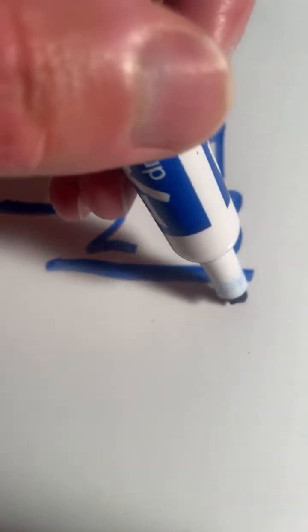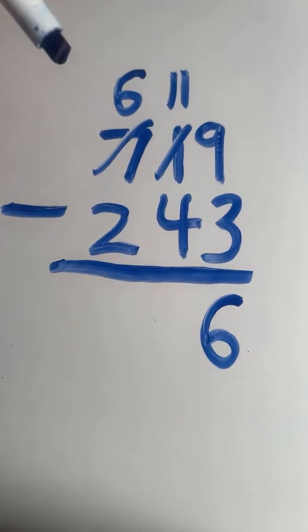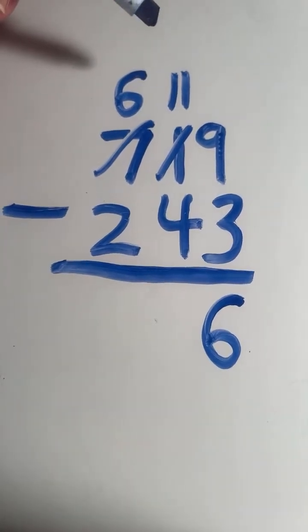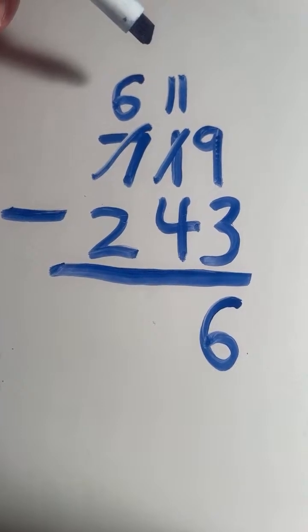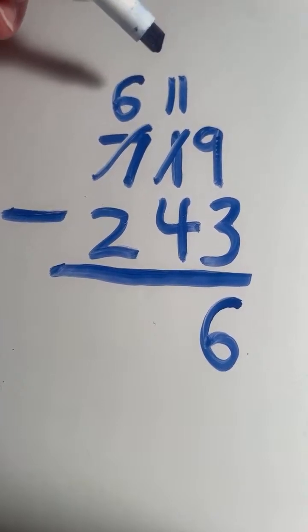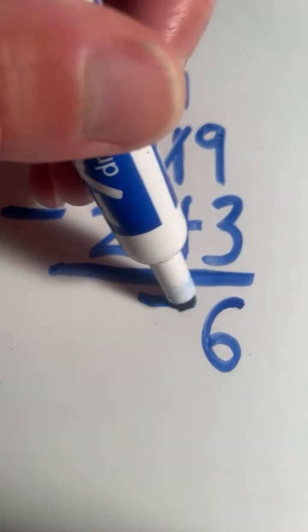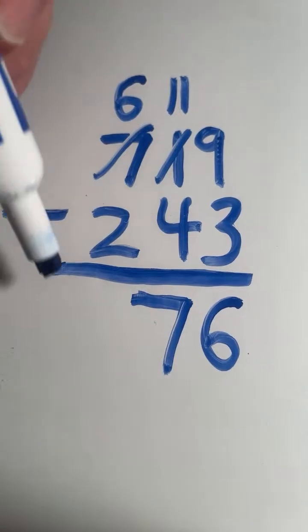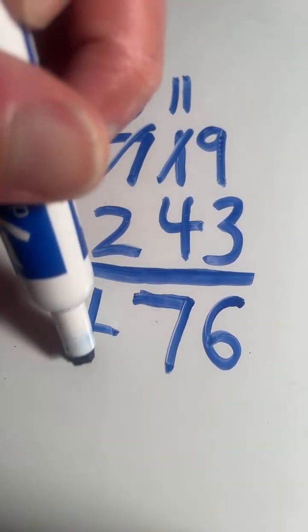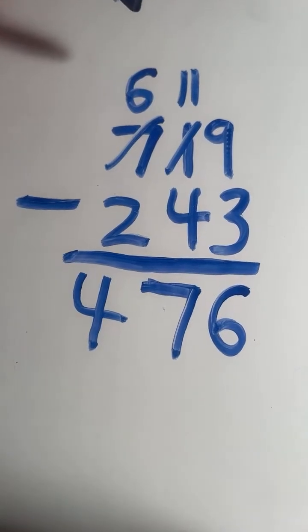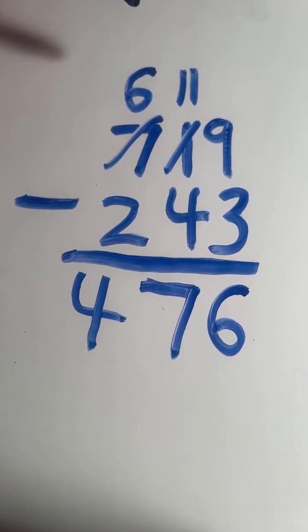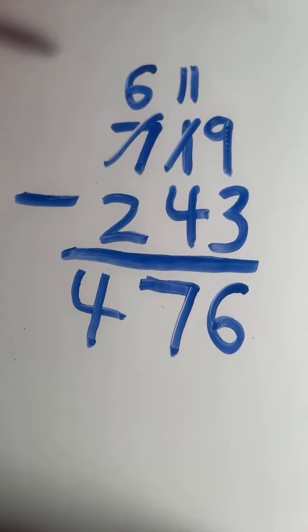9 minus 3 equals 6. 11 minus 4 equals 7. 6 minus 2 equals 4. And we have our final answer. 719 minus 243 equals 476.